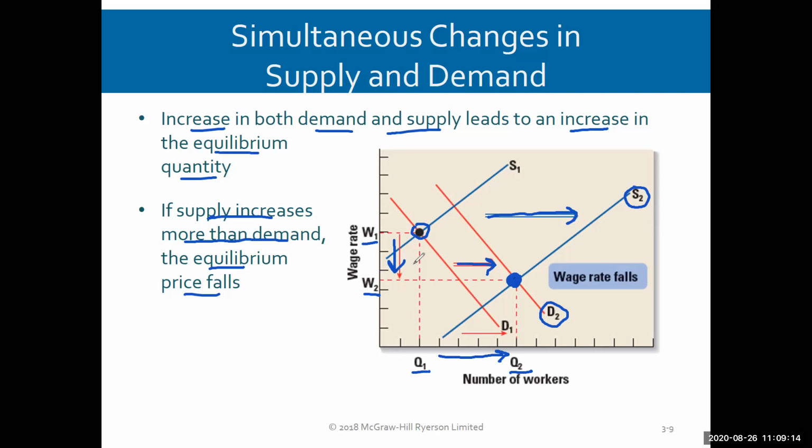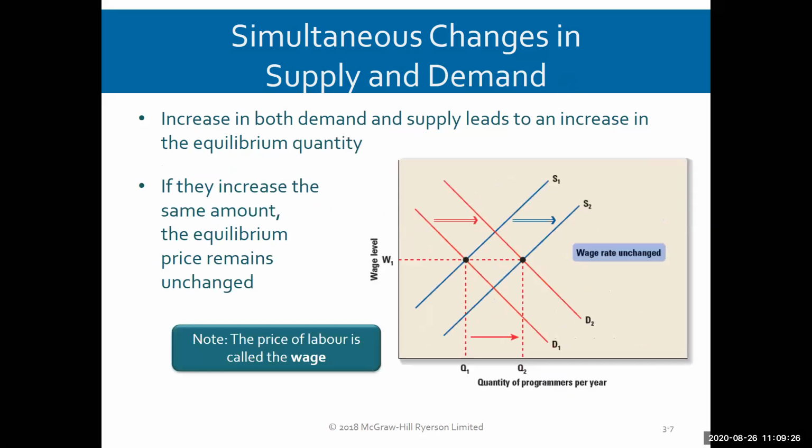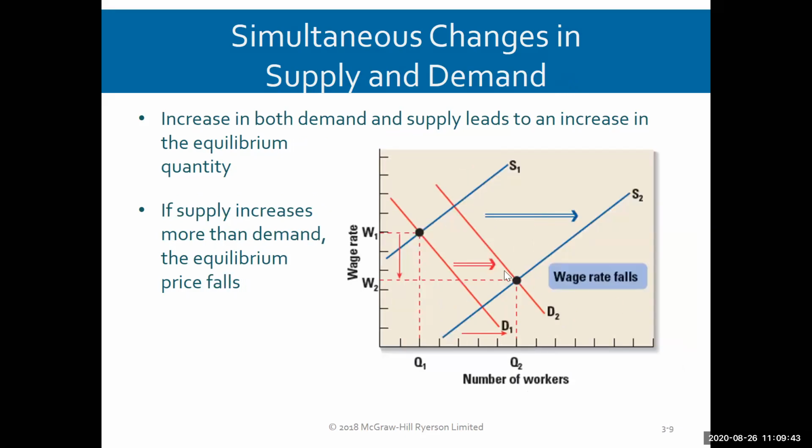So we've got an interesting situation. Let me just clear this. When both increase the same amount, I'm going to click back 2 slides. When both increased the same amount, quantity went up for sure, but wage stayed the same. Next slide. When demand increased more than supply, quantity went up, of course, but in this case price went up. And then the third case, when demand increased less than supply increased, quantity went up, of course, but price fell off.